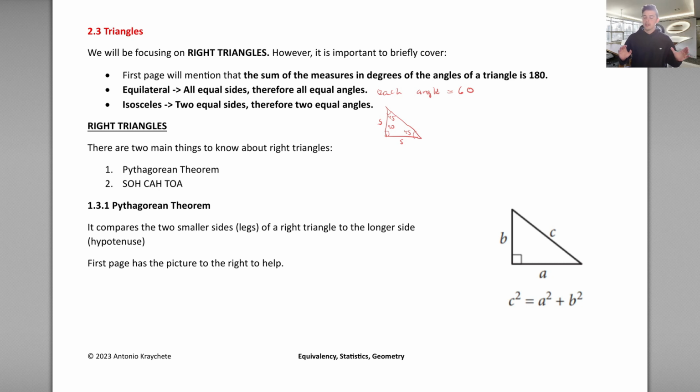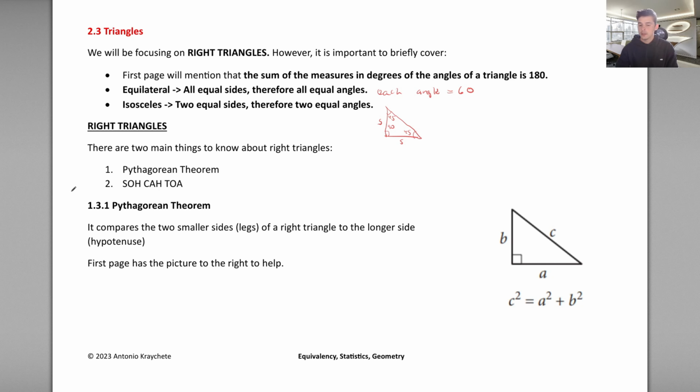So one day, he decided to drink a lot of coffee, got very, very excited, and realized that the two smallest sides of a right triangle could relate to the hypotenuse, which is the longest side of a right triangle. And he came up with this formula: the hypotenuse squared, in this case c squared, is equal to the sum of the other two sides squared. So a squared plus b squared.